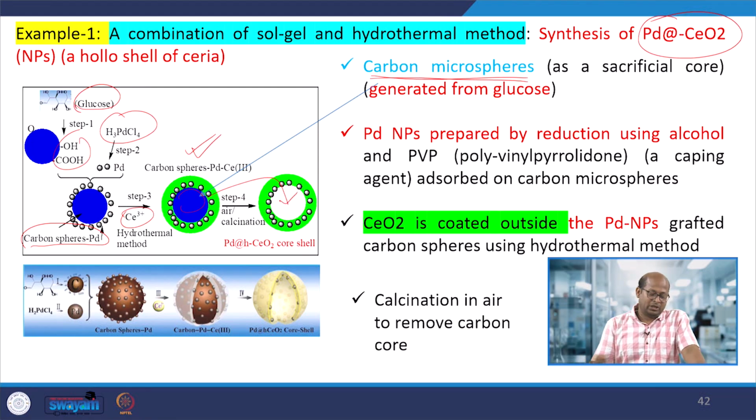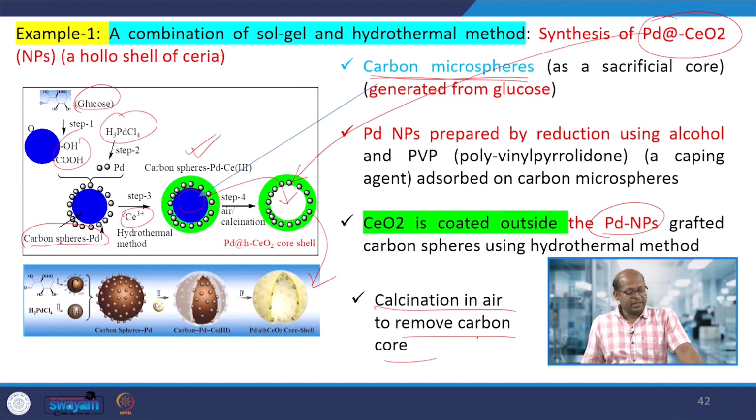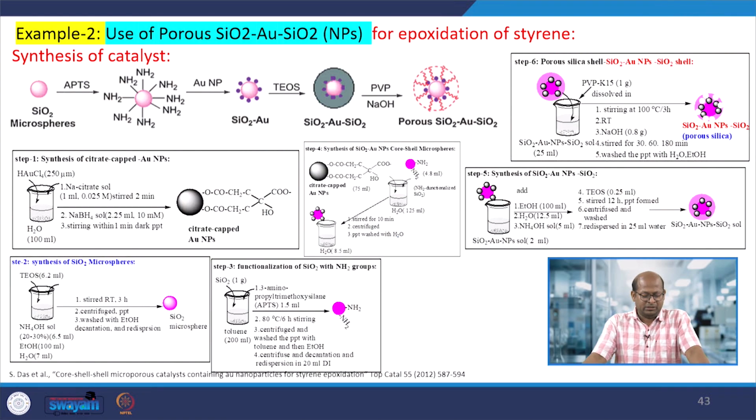Then here you can see the palladium ceria. The palladium is distributed in the form of nanomaterials, and ceria is coated outside of the palladium nanoparticles. So its structure you can say is like this. The glucose material, the carbon microspheres that was present inside, was removed with the help of oxidation, that is, calcination in the presence of air. So we can prepare this type of material.